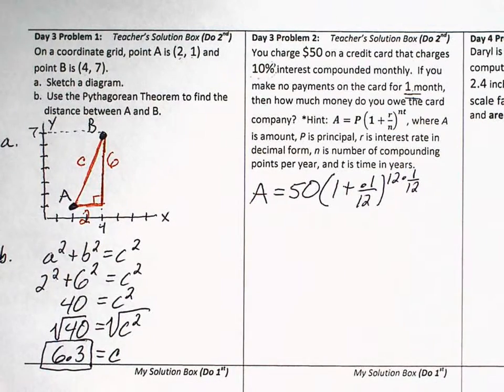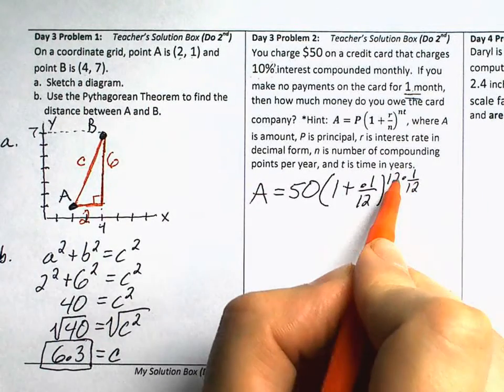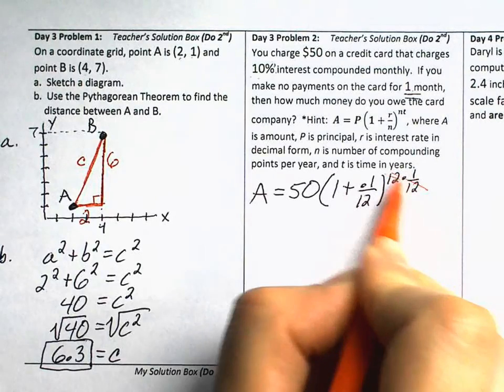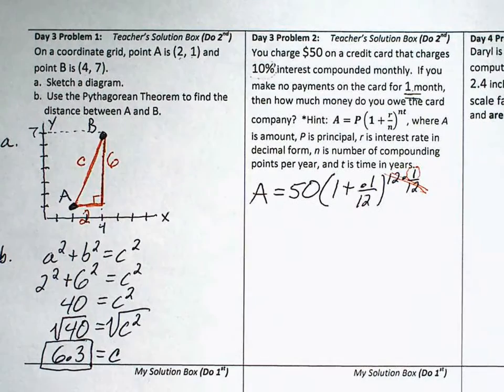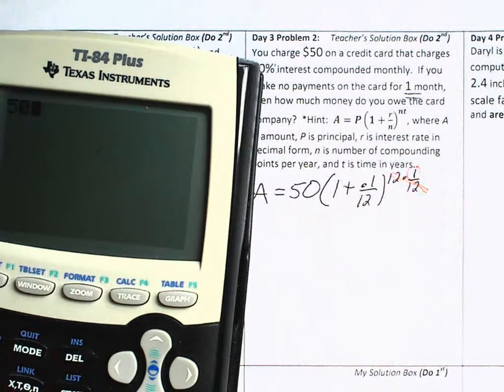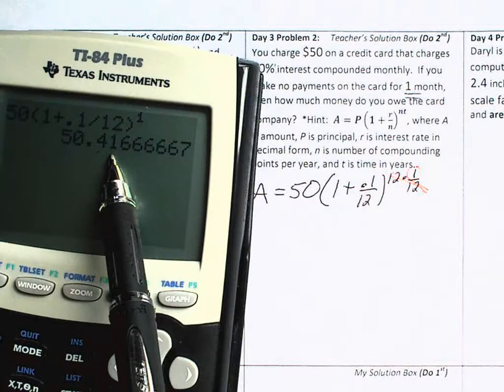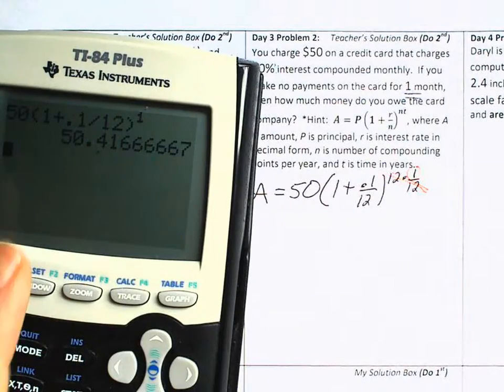When we type this in the calculator, if we do a little work mentally ahead of time with the exponent, we can save some typing. This 12 will cross-cancel this 12, and so the exponent is just going to be a 1. 50 times (1 plus 0.1 divided by 12) exponent 1. 50.416. Because the next number is 5 or higher, we can round that to a 2. 50.42.